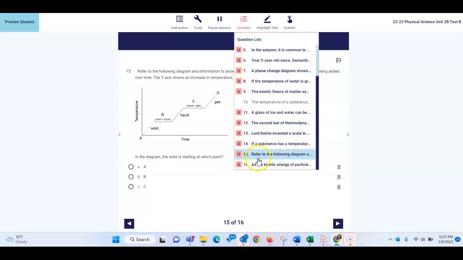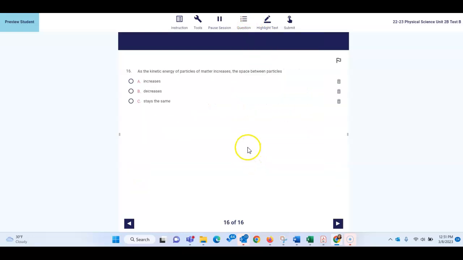And the last question, 16. As the kinetic energy of particles of matter increases, the space between the particles increases, decreases, or stays the same?